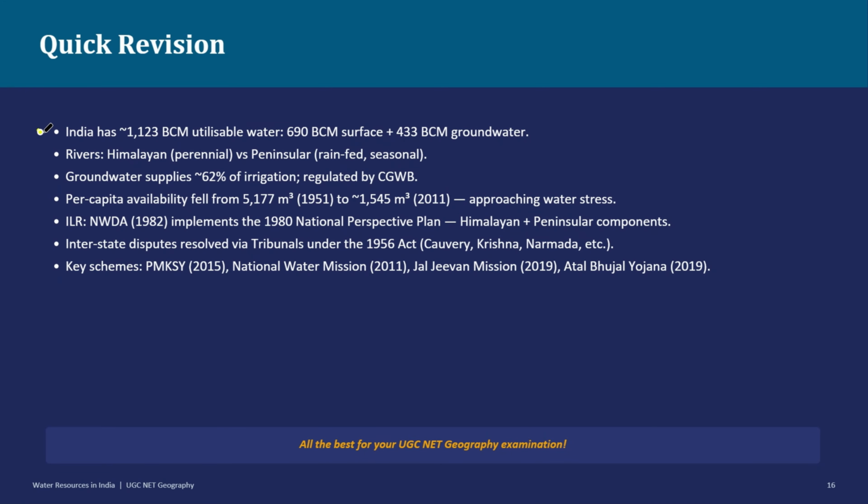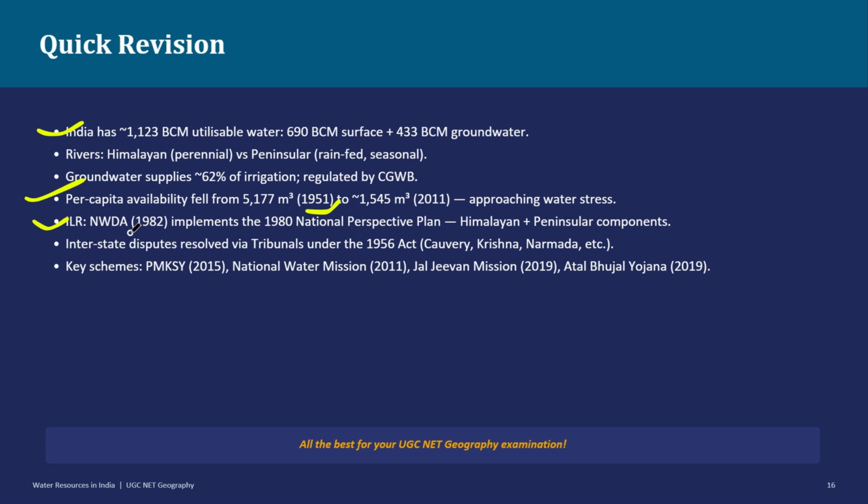Okay, quick revision. India has more or less 1123 BCM utilizable water, 690 BCM surface and 433 BCM groundwater. Himalayan rivers are perennial, versus peninsular rivers, which are rain-fed and seasonal. Groundwater supplies more or less 62% of irrigation and is regulated by CGWB. Per capita availability fell from 5,177 cubic meters in 1951 to 1,545 cubic meters in 2011, approaching water stress.